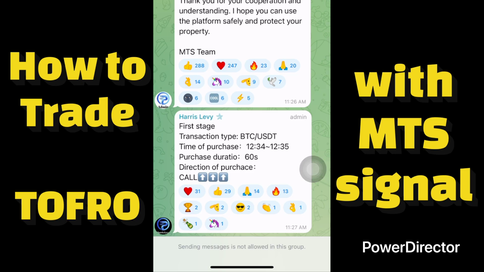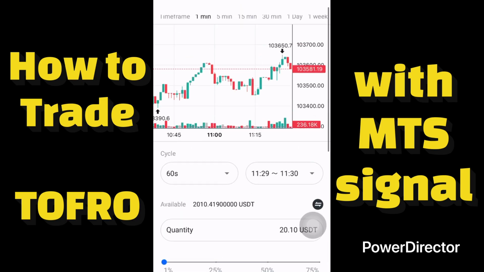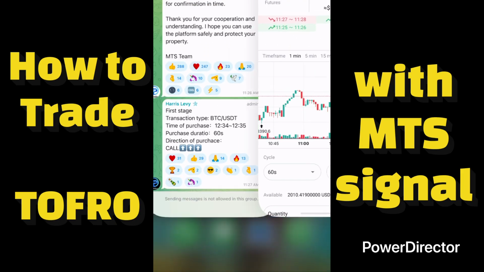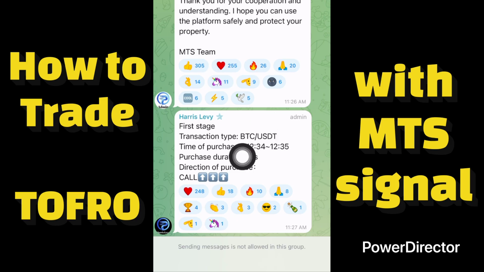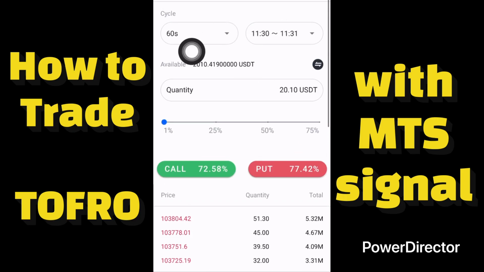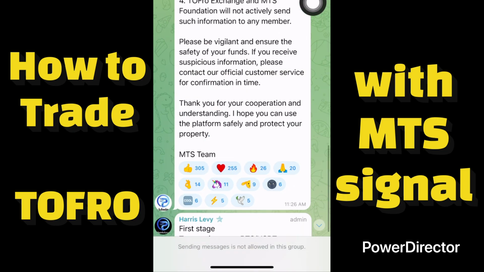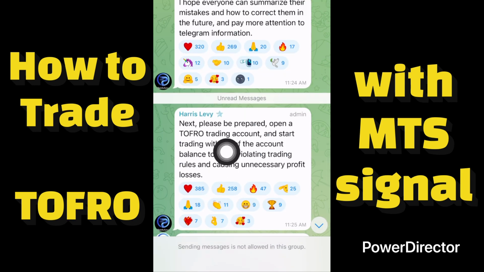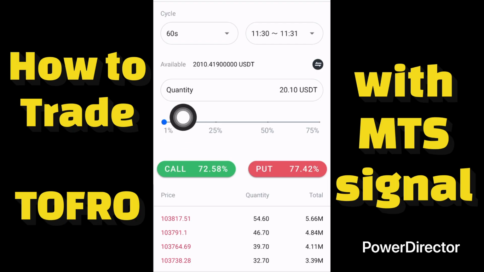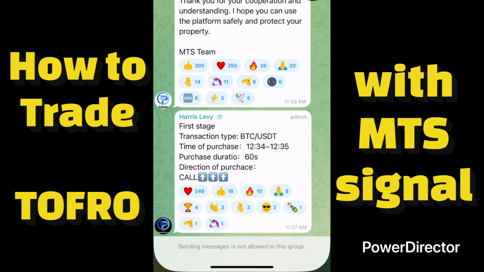I'll first go to the platform, this is the TOFRO, and I'll make sure it's on BTC USDT. You can see the transaction type is BTC USDT, and the purchase ratio is 60 seconds. I need to make sure the purchase ratio is 60 seconds, and as they said, we should trade with 1%, to avoid violating. So I need to make sure this is on 1%. As you can see, this is on 1%.